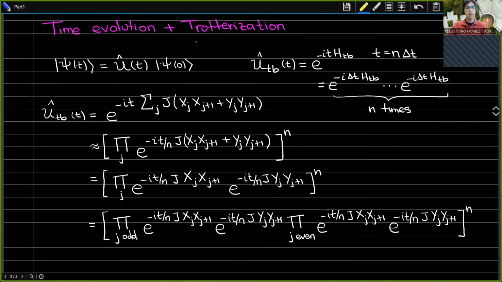Now let's talk about the time evolution and trotterization, which is the method we're going to need to implement the time evolution in the quantum computer. Let's say we have an initial state, psi 0, and then we want to know the state at some time t. So we need to apply the time evolution operator, and it has this form. For the tight-binding case, which is our case, it's the complex exponential e to the minus i t times the tight-binding Hamiltonian, which is the operator.